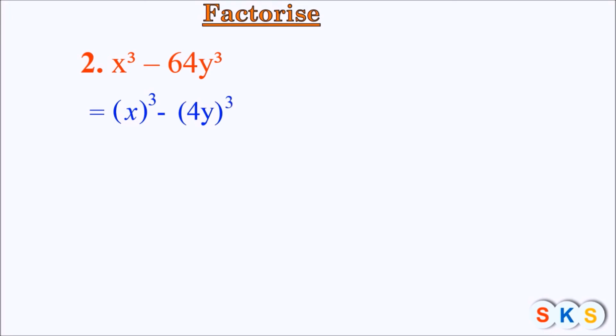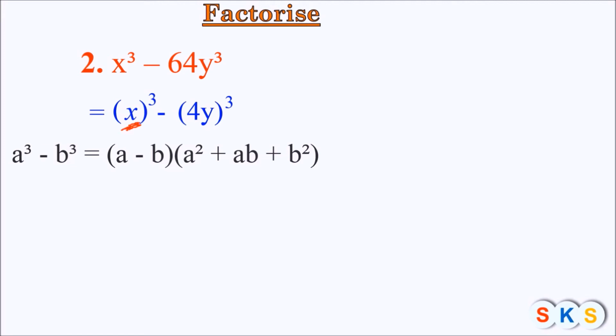Now this question is converted in the form of a cube minus b cube. So to factorize x raised to 3 minus 4y the whole cube, we will use this formula, right? That is a cube minus b cube equals to a minus b into a square plus ab plus b square. And you can see here that the first term is cube of x. So we will take here a equals to x, and second term is cube of 4y. So we will take here b equals to 4y.